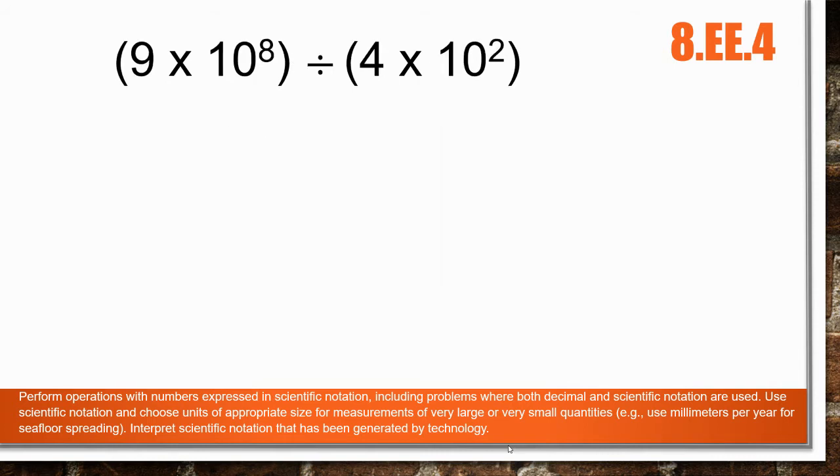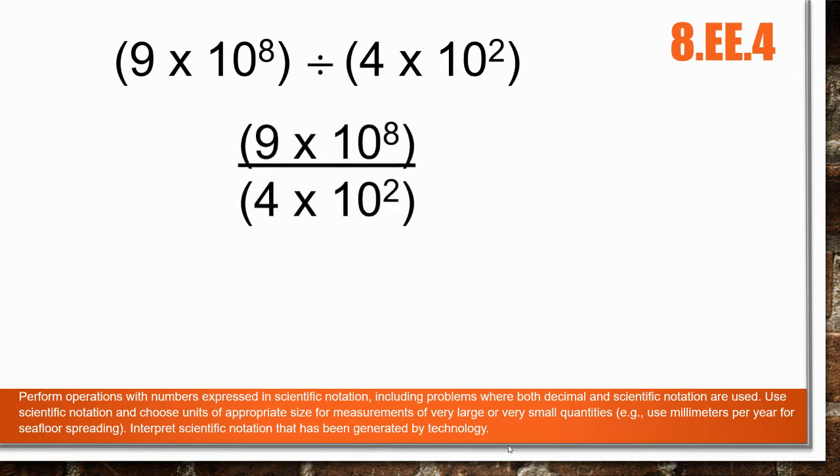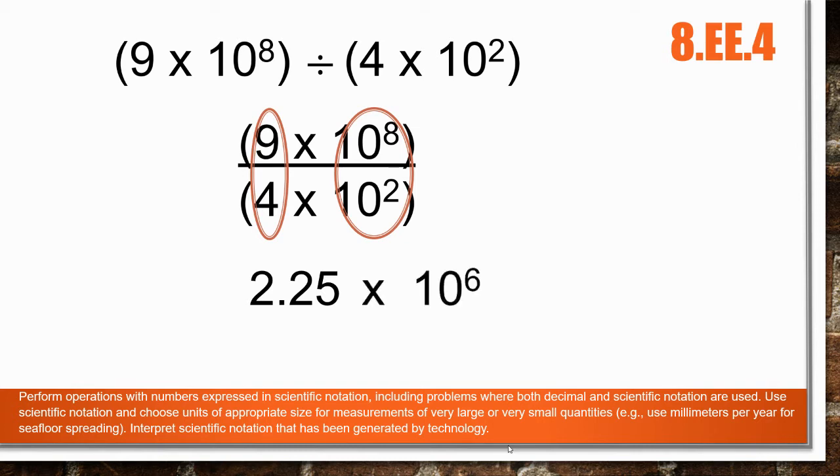Great. Let's do another. This one is division. I like to rewrite my division as a fraction, so I'm going to do that right now. It means the same thing, but it's easier for me to see. So now I just look at the numerical part, 9 divided by 4. If you use a calculator, that is 2 and 25/100. And now I'm going to do 10 to the 8th divided by 10 squared. Well, 8 minus 6, because that's what you do when you divide like bases, you subtract the exponents, will give us what? 10 to the 6.